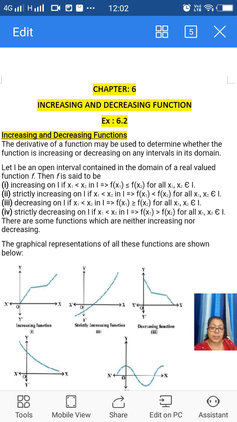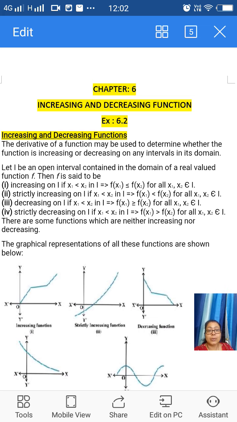Now f is said to be strictly increasing if x1 less than x2 implies f(x1) less than f(x2). So just check this. Only increasing: x1 less than x2 implies f(x1) less than or equal to f(x2), but strictly increasing is x1 less than x2, f(x1) less than f(x2). Now decreasing: a function f is decreasing if x1 less than x2 implies f(x1) greater than or equal to f(x2), and f is strictly decreasing if for x1 less than x2, f(x1) greater than f(x2).